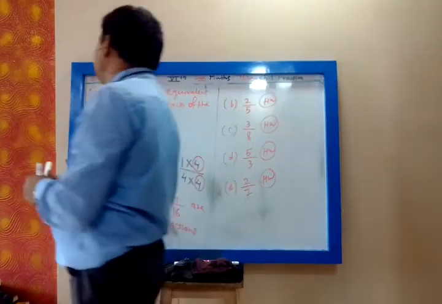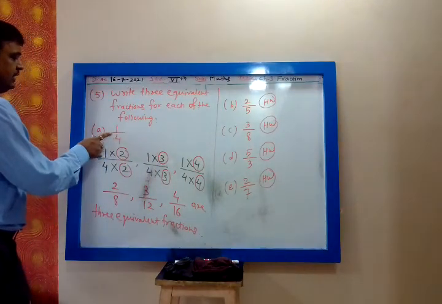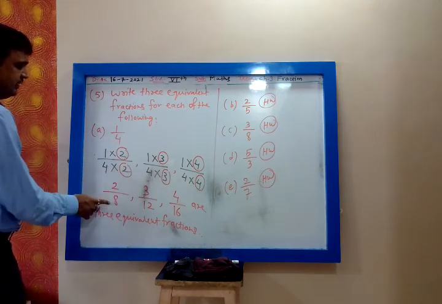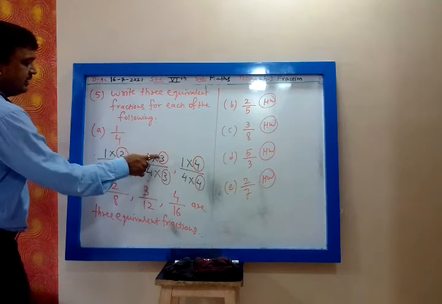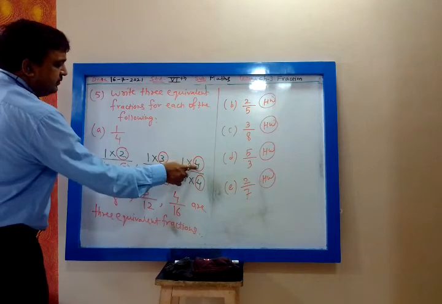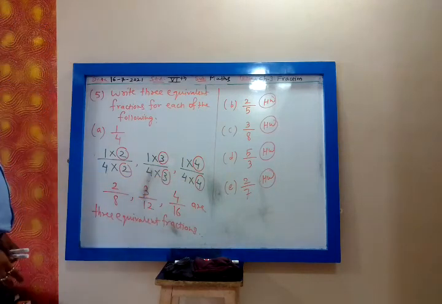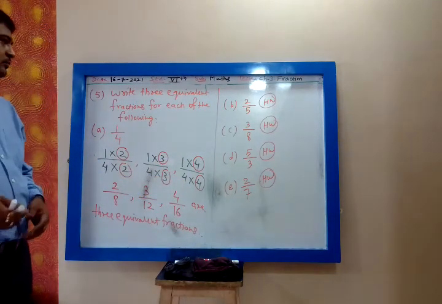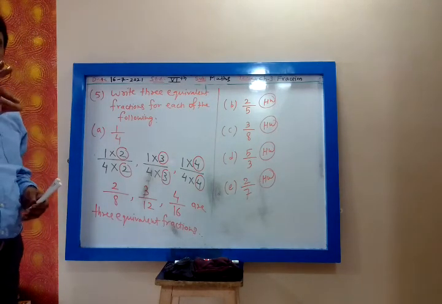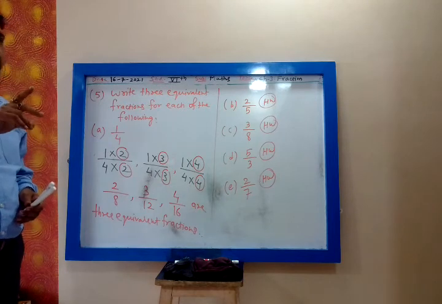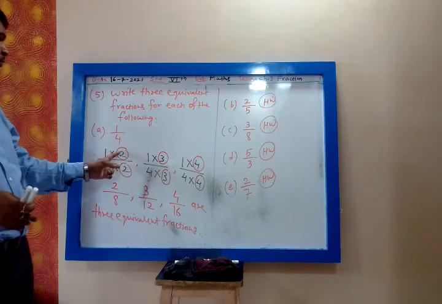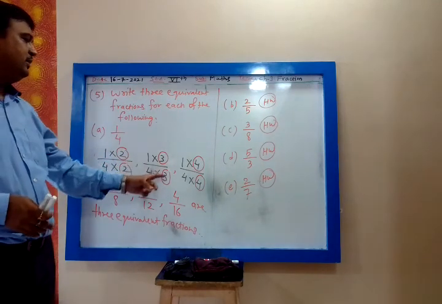So to get 3 equivalent fractions, to the given fraction we multiply numerator by 2, denominator by 2, to get one fraction. Multiply numerator by 3, denominator by 3, get second fraction. Multiply numerator by 4, denominator by 4. 2 into 2 upon 5 into 2, then 2 into 3 upon 5 into 3. So always start with 2, 2, then 3, 3, then 4, 4.